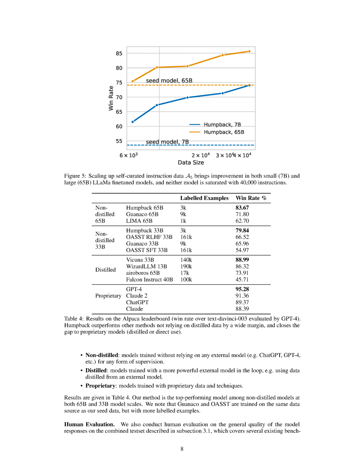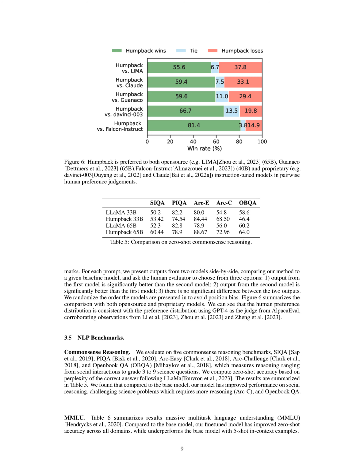Section: Human Evaluation. We carried out a human evaluation to assess the overall quality of the responses generated by our model. This evaluation was conducted on a combined test set that includes several existing benchmarks. For each prompt, we compared the outputs of our model with those of a baseline model. The human evaluator was asked to choose from three options. 1. The output from our model is significantly better. 2. The output from the baseline model is significantly better. Or 3. There's no significant difference between the two outputs.